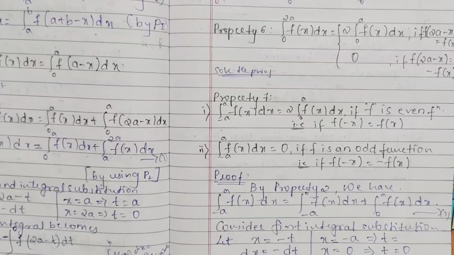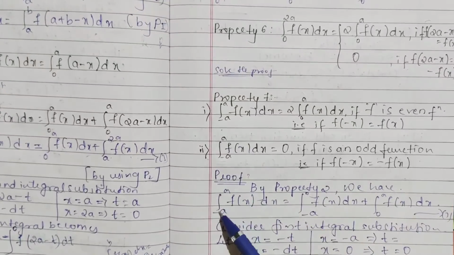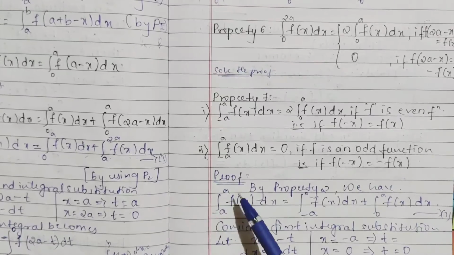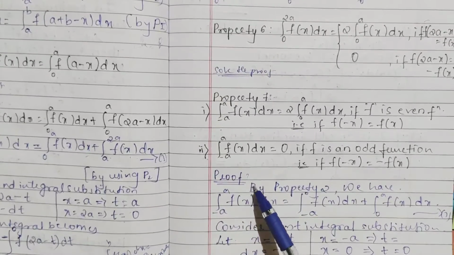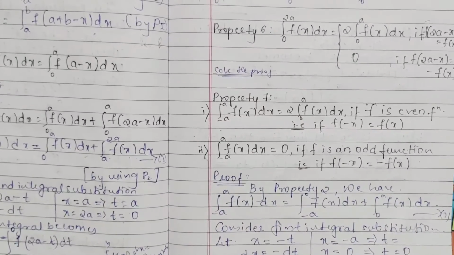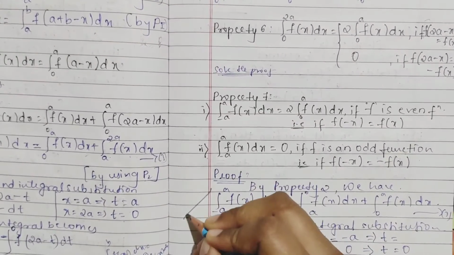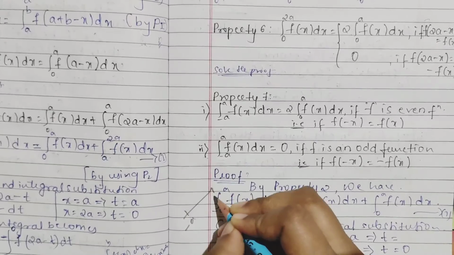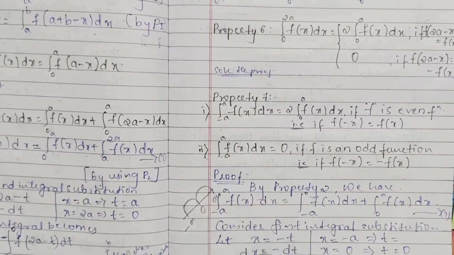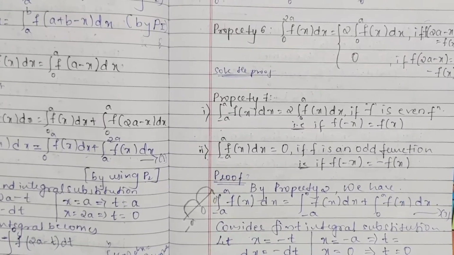By property 2, yes. Why? Because see, it is minus a to a. So we will apply property 2, we will break it minus a to 0, 0 to a. We will break it, right? See, minus a to 0, 0 to a. See, here minus a comes, here a comes. So middle part is 0 only, right? So minus a to 0, 0 to a. Like this we will break.